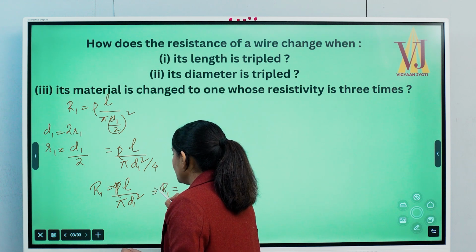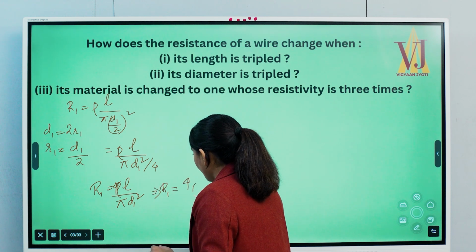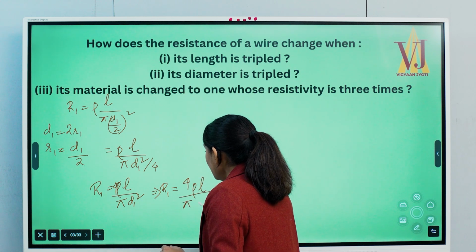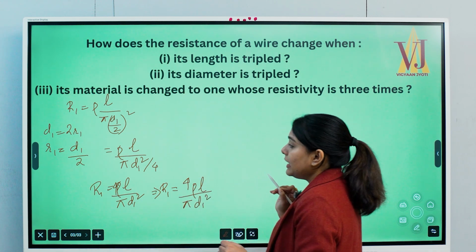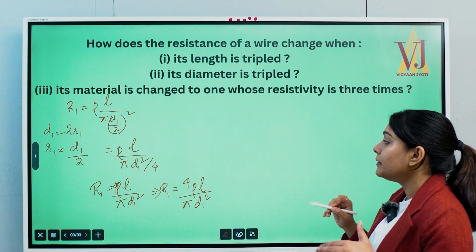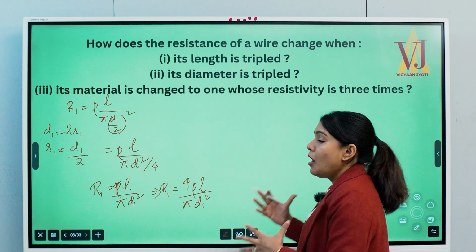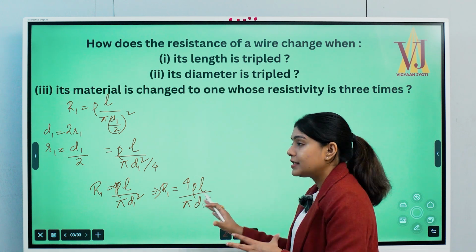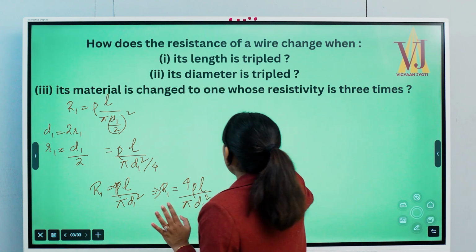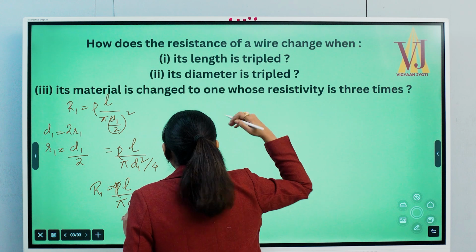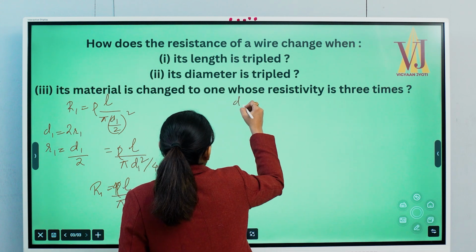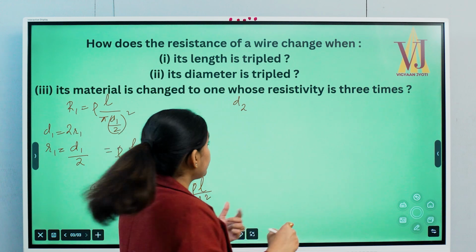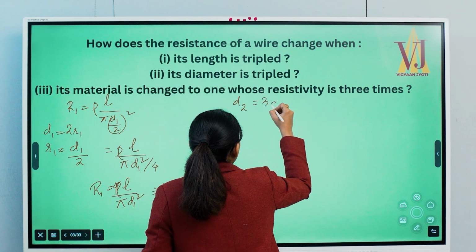R1 equals 4 rho, that means my resistivity, L divided by pi d1 square. Clear? Did you understand, before any changes have been made, what is the resistance that we have expressed in this way? Clear? Now we are going to find out the resistance for the new case. Now in the new case, the diameter gets tripled. That means 3d1.